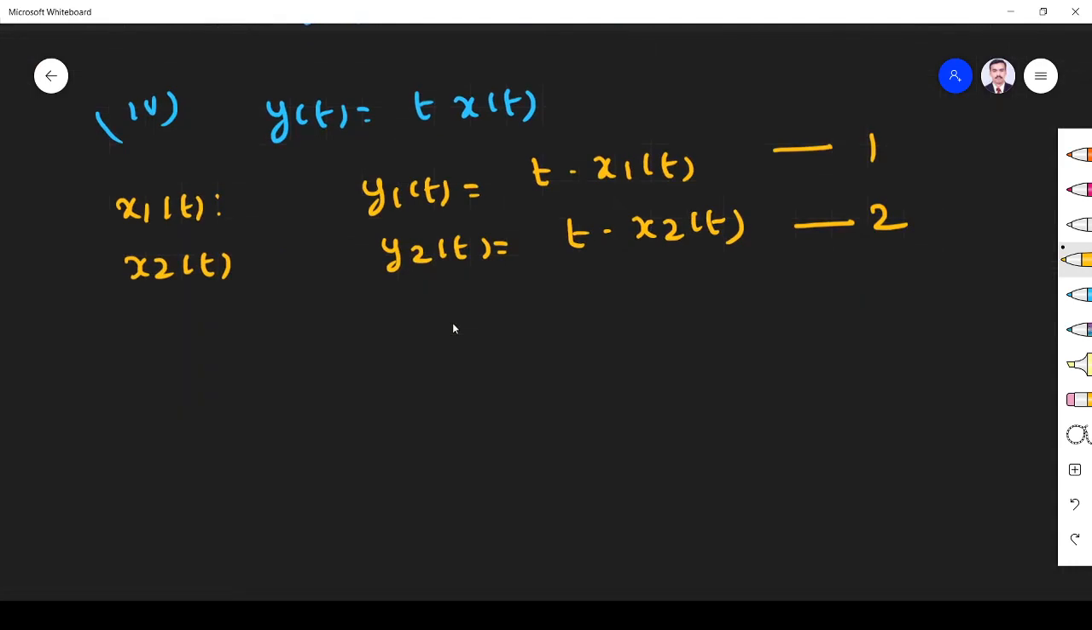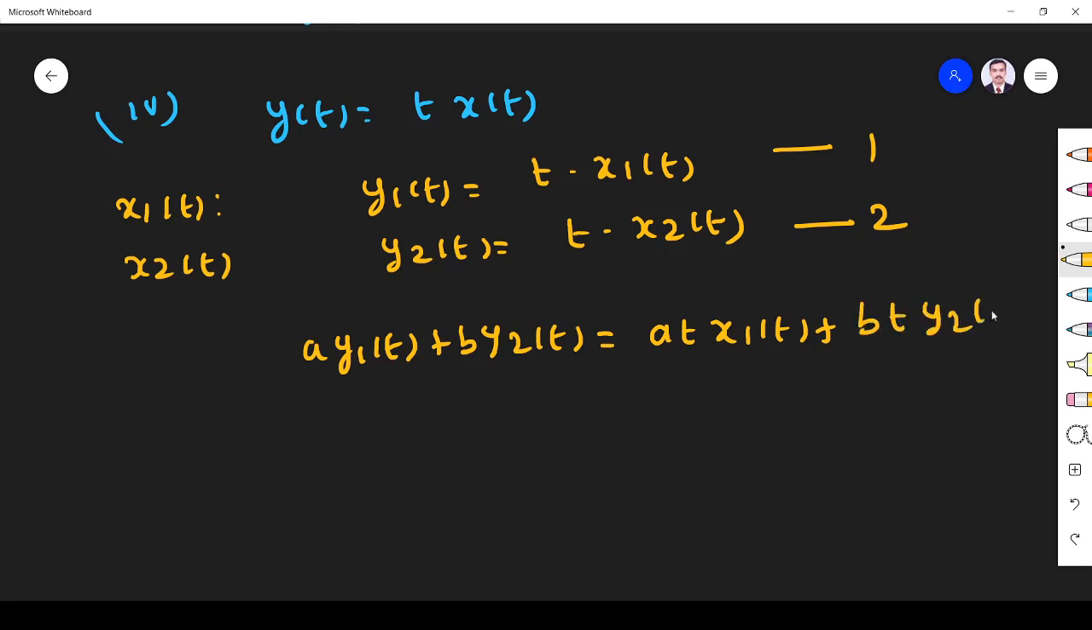Now what I have to do? I have to find the weighted sum of output. That means a y1 of t plus b y2 of t. So a into y1 of t, a into y1 of t means a t x1 of t, b into y2 of t, so b t x2 of t. Fine. Now I have to give weighted sum as the input. That's a weighted sum of the input. So input is sum of input x1 of t, x2 of t. I have to weight it. I weight x1 of t by a, x2 of t by b.